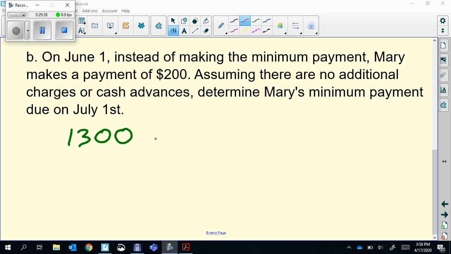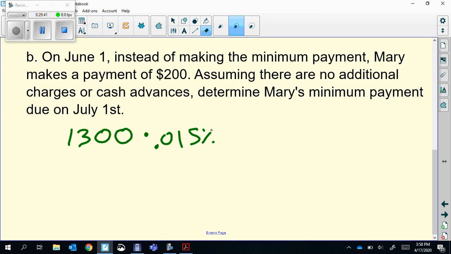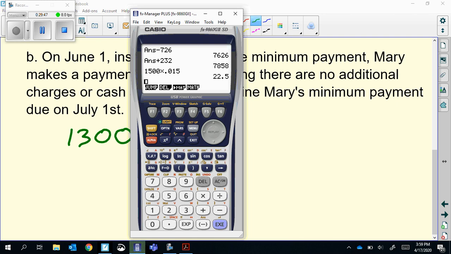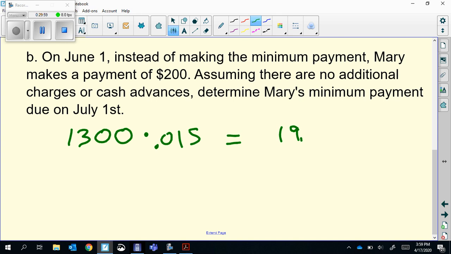So there's two parts to figuring this out. First, you would figure out what the 1.5% would be. So we're going to multiply that by 0.015. And that would be the minimum payment that she would have to make on the principal amount. So that's $19.50. Now remember, they would round that up, but that's also not factoring in any interest, because now they're going to start charging interest on it.